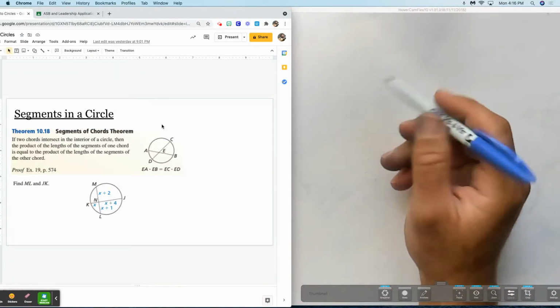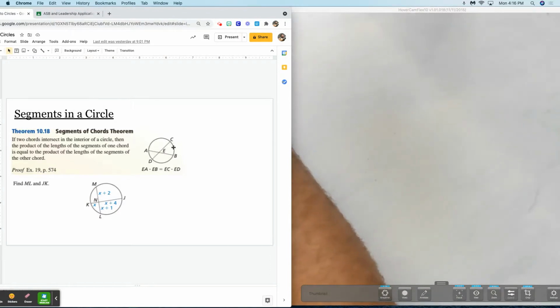All right, so the first theorem says that when we have two chords that intersect inside the circle, they make two segments. So this makes segment DE and EC, and then this one makes segment AE and EB. And when we multiply these two segments together, AE and EB, it is equal to EC times DE. So this segment times this segment is the same as this segment times this segment.